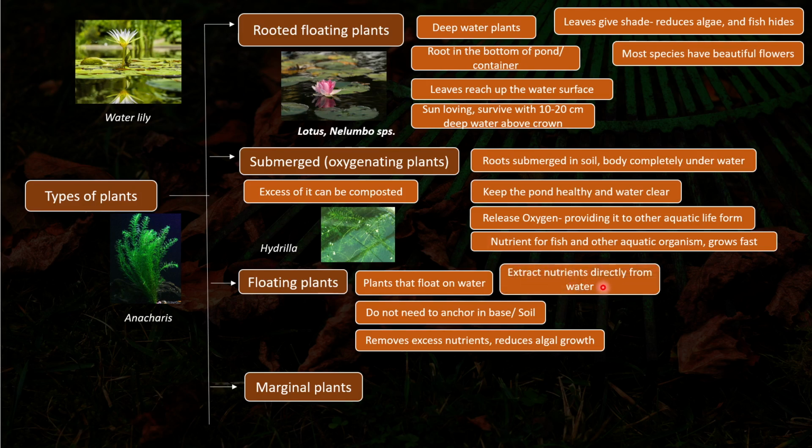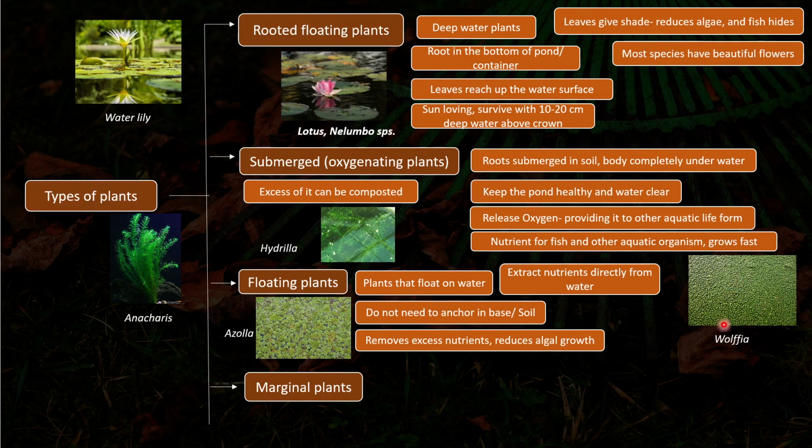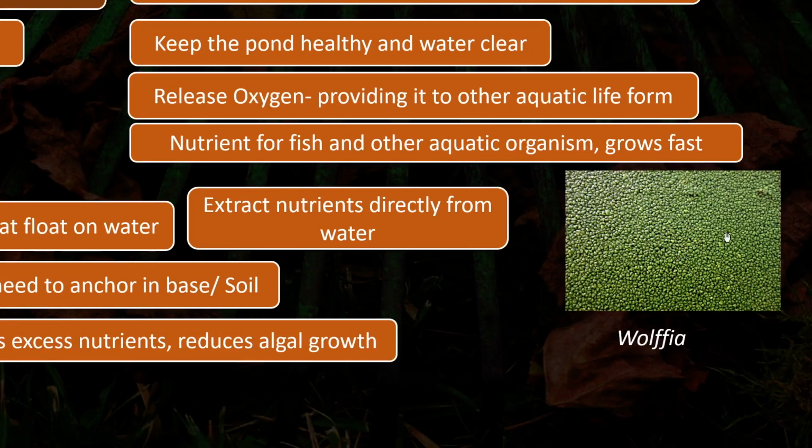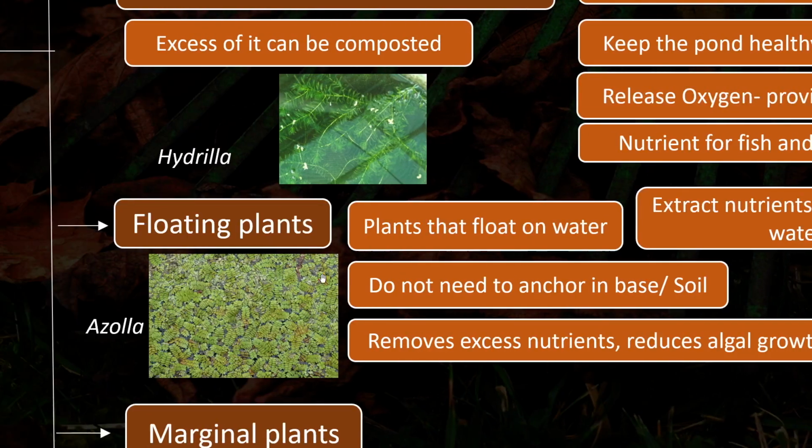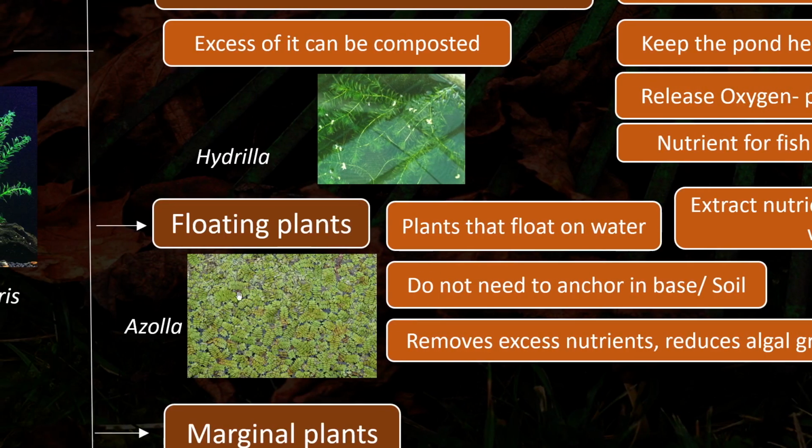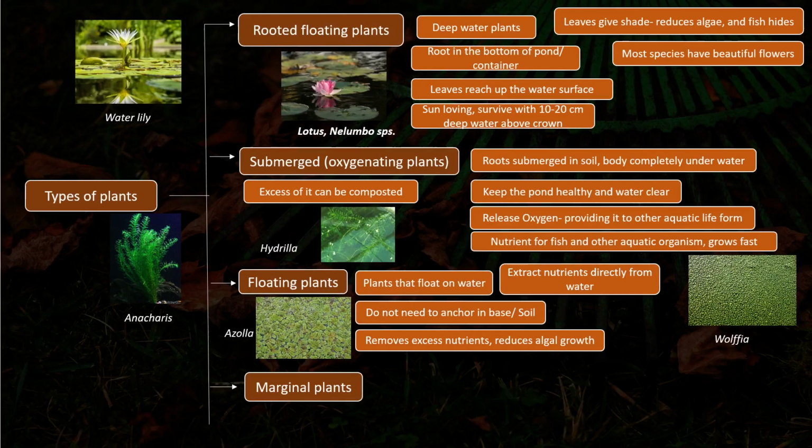They extract nutrients directly from water. They are very efficient in extracting nutrients from water. Now these are very small plants, like azolla, and even smaller plants like wolffia. Maybe I can just zoom and show you. These kind of very small plants are there. This is azolla. They just float on water. Their roots are also in water. They do not require roots to be present in the soil, right?